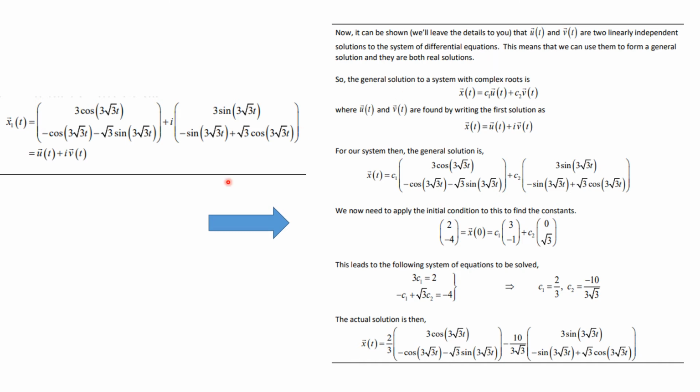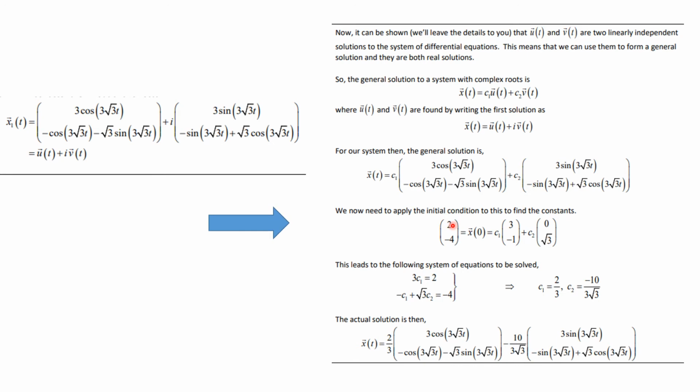So that means that actually this part also is real. There's the imaginary part, and there's this. So those are both real. They must both be real solutions. So what we're going to say is that the general solution to the system is going to be C1 u of t plus C2 v of t, where u and v are vectors. And so we're going to know that this is what we have. That was the real part, and that was the imaginary part.